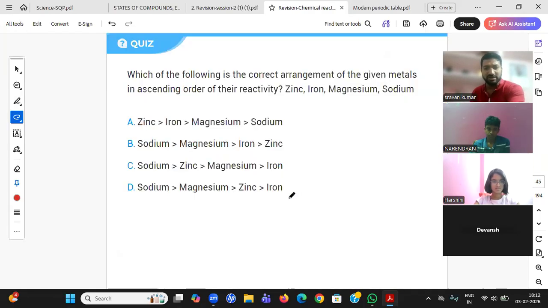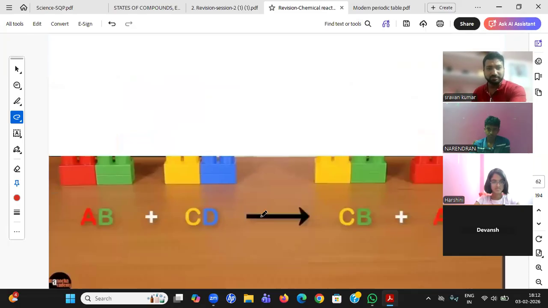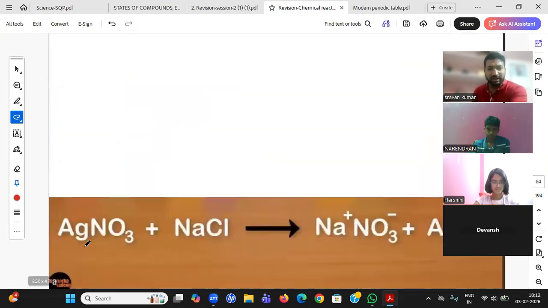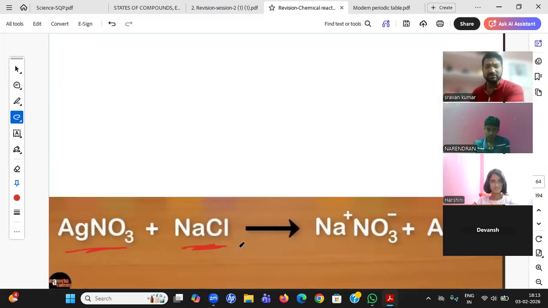Students, you all know double displacement. So let us go to double displacement directly. You see here, compound plus compound, you can call it a double displacement reaction, but it is not a redox reaction. Okay, it's not a redox reaction, students. And you can also see from here, sir, it's not redox.